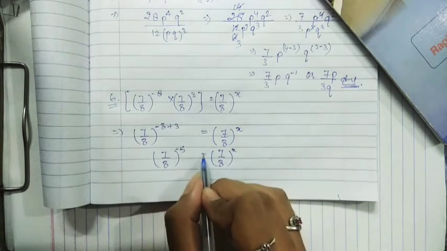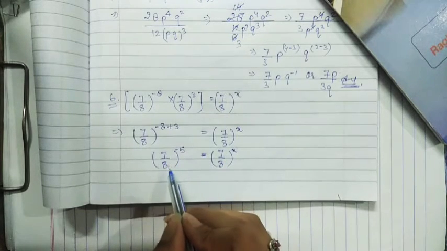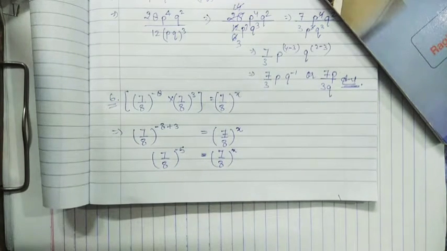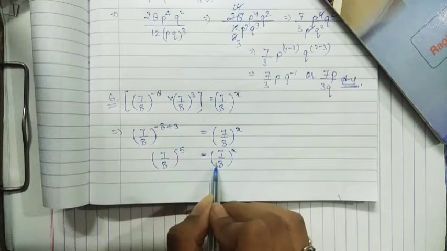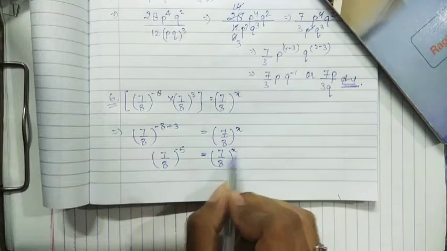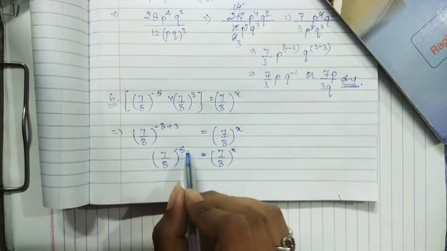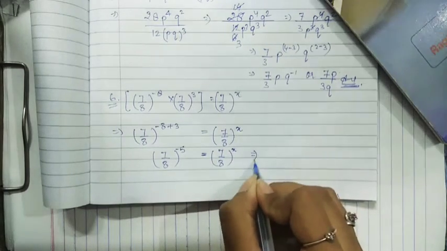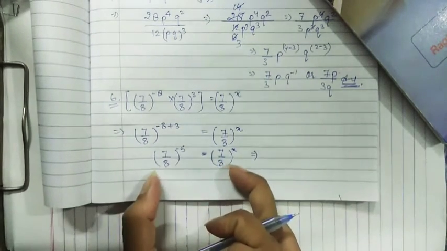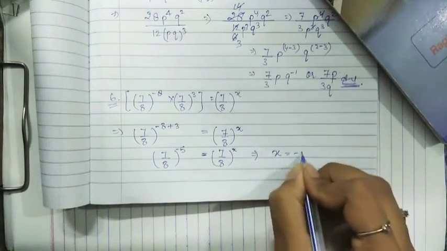As you can see there is an equal sign and we can see that 7/8 equals 7/8. So the bases are equal, so we can write x equals -5, because if the bases are equal then their powers are also equal. We cannot write these numbers, we only write this. That means x equals -5.